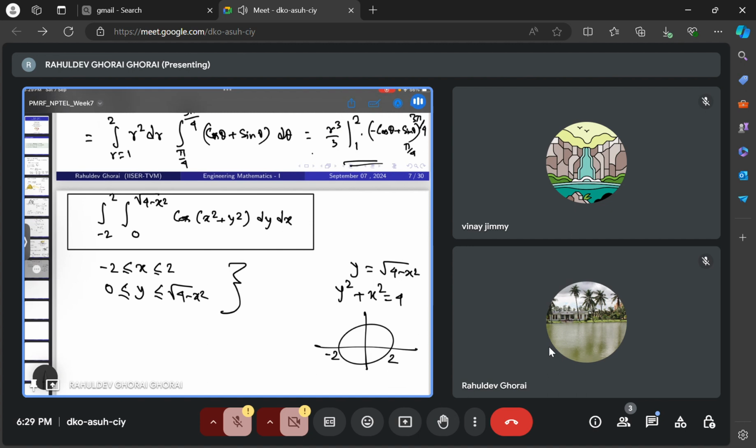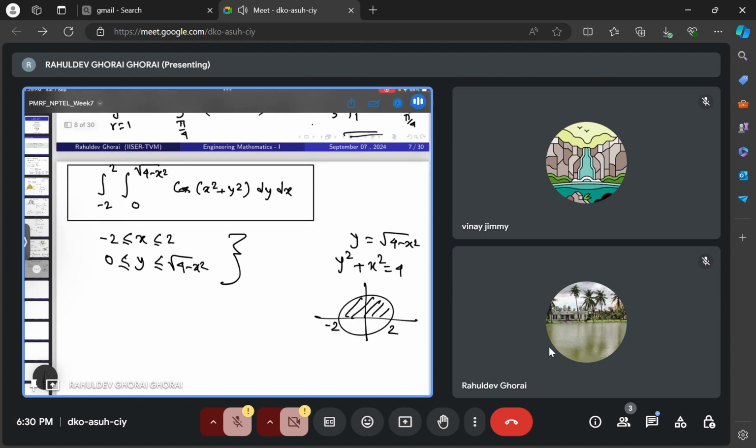If it's y equal to plus the square root of 4 minus x square, then it will be the upper half plane. If it's negative, then the lower half plane. When it's written plus, it is the upper half plane, y equal to positive square root of 4 minus x square. This type of integration you cannot easily do, so you change it to polar coordinates.